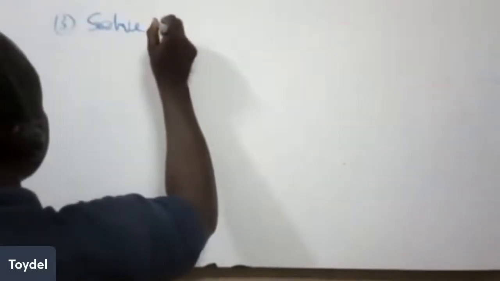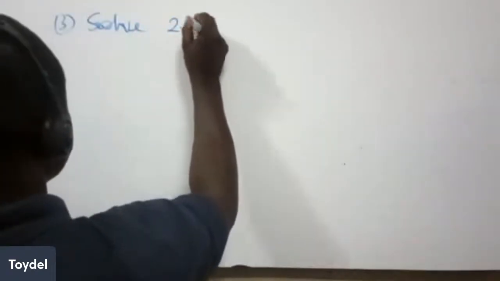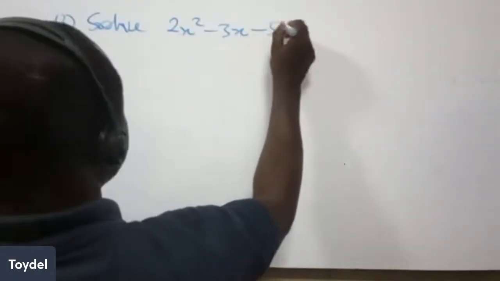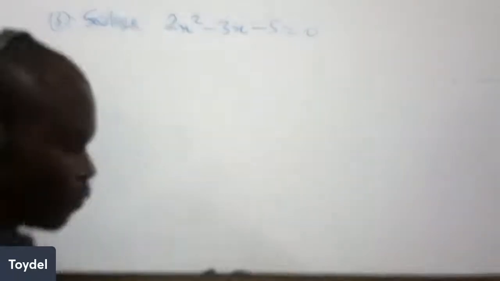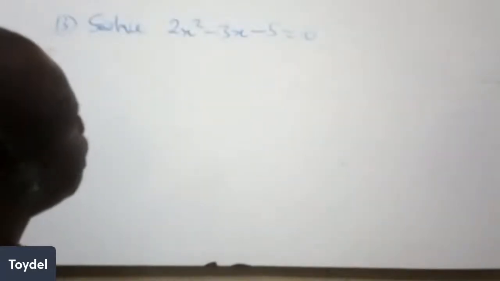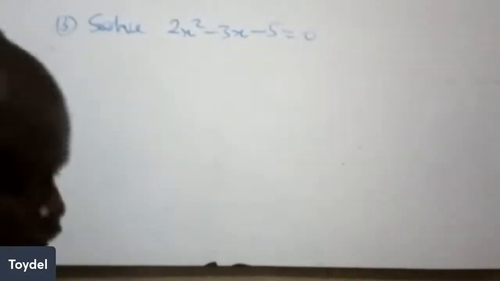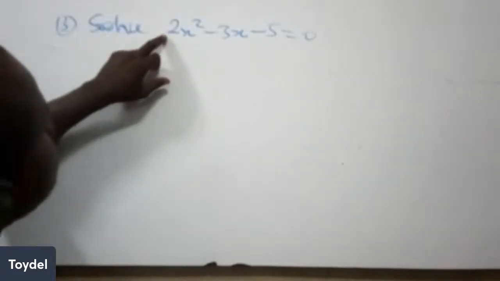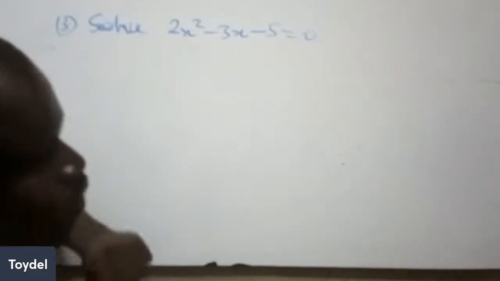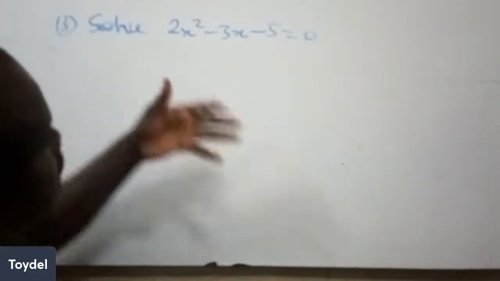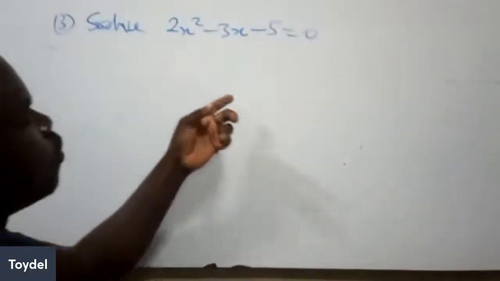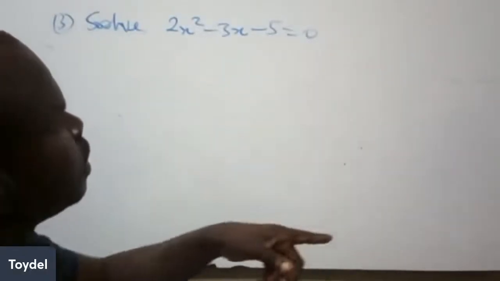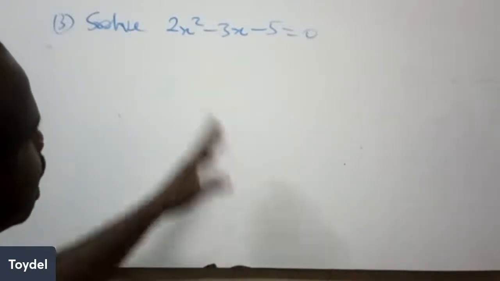So the third question says solve the equation. The equation is 2x squared minus 3x minus 5 equal to 0. So how do we solve this? If you want to solve a quadratic equation, there are about 4 methods that we can use. The first one is called the factorization method, and that is the simplest method. If you don't want to apply the factorization method, you can apply what is called the completing the square method. If you don't want to use that, you can also apply the formula method, where we have x equal to minus b plus or minus square root of b squared minus 4ac all over 2a. That is the formula method.